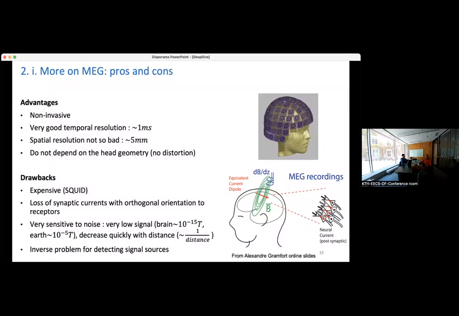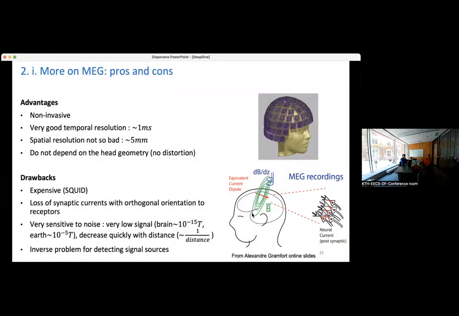Then the last one is that if you want to know what comes from the brain and understand where the signal has been produced, you need to solve this inverse problem, which is not a very easy task. I will go a bit more into detail.